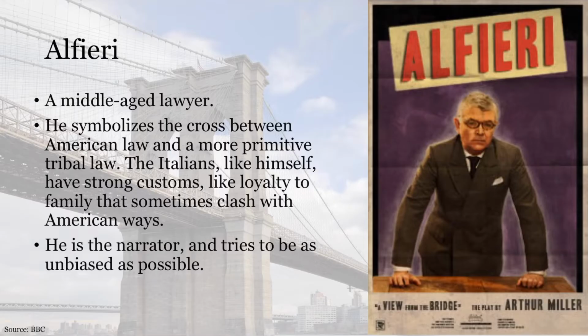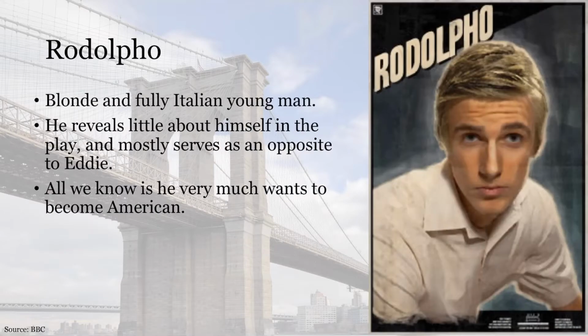He's a middle-aged lawyer, and he symbolizes the cross between American law and a more primitive tribal law. So Alfieri is both American and Italian, and the Italians, like himself, have very strong customs like loyalty to family, and these customs sometimes clash with American ways and the American country in which they reside. He's the narrator, and he tries to be as unbiased as possible in his recounting of this tale.